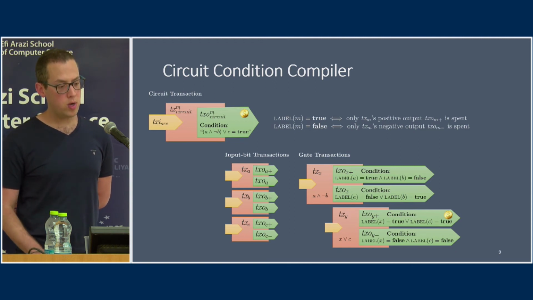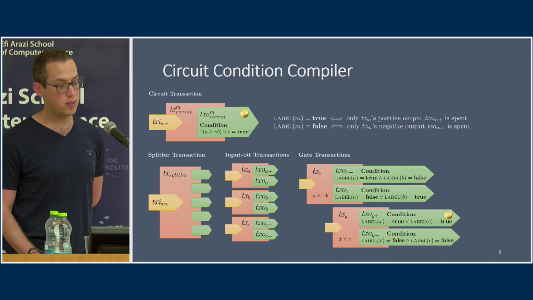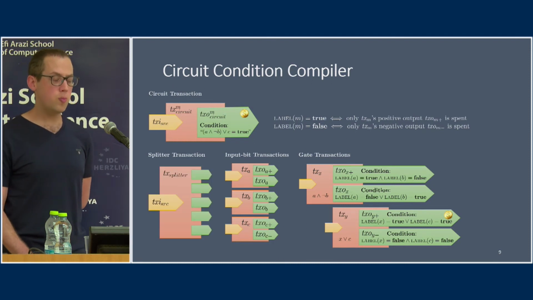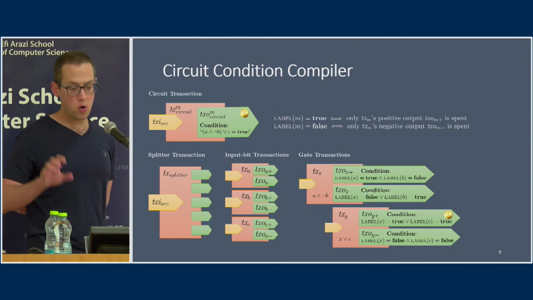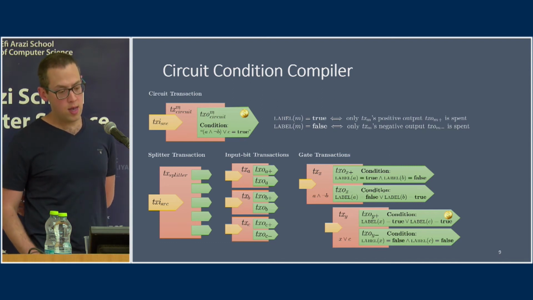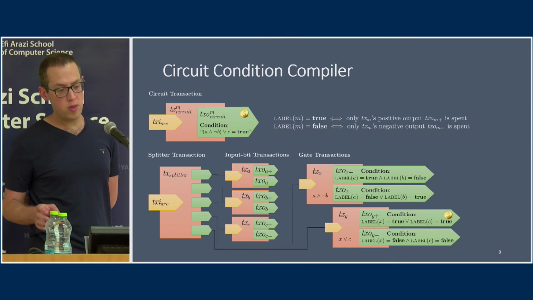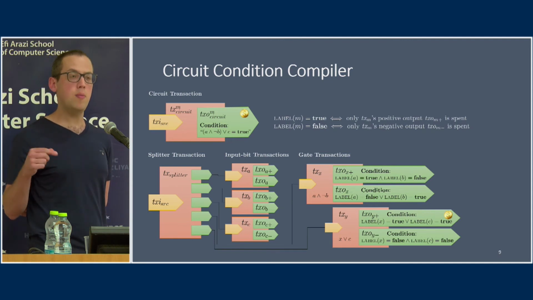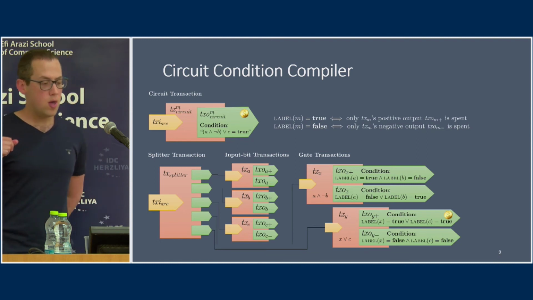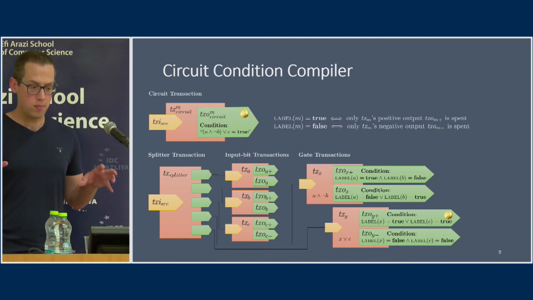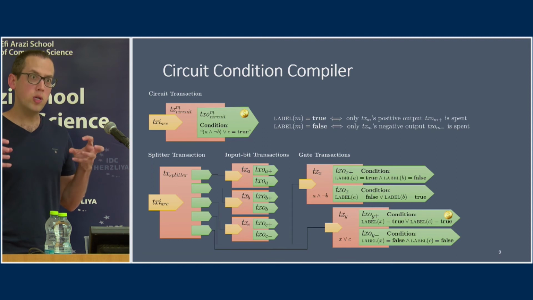So what we do is create another transaction. We call it the splitter transaction. And it has an output per component, per input bit or gate, and it splits the funds between them. It also has the same input as the original transaction. So this is our construction. This is what we do.